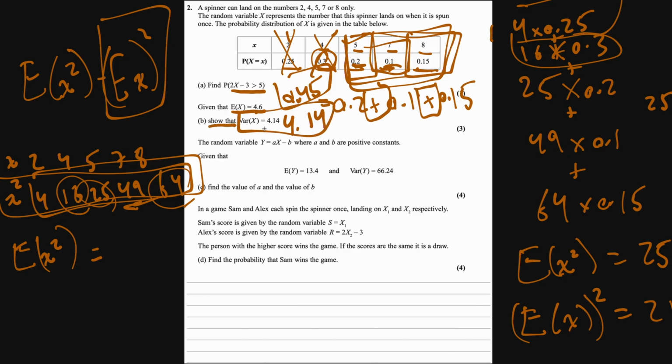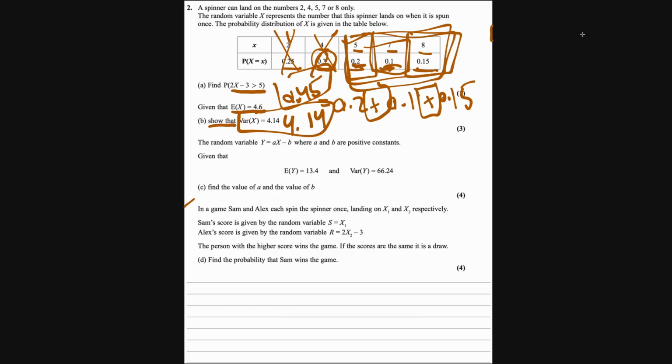So we already know that the answer for Var of x is 4.14, but we need to prove it. And as we just did, this is correct. So now the random variable y is equal to a multiplied by x plus b, where a and b are positive constants. So we deal with this type of question in two ways: the E and the variance.